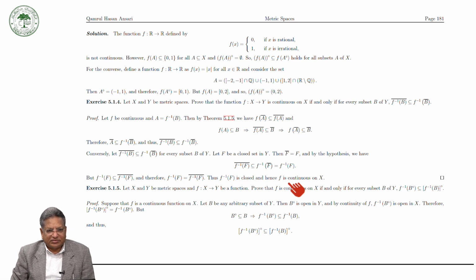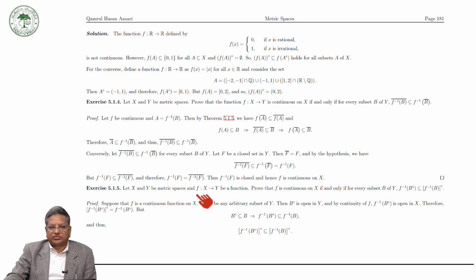Now here is something similar to the closure, but a little bit different. So if f is a function from a metric space X to another metric space Y, then prove that f is continuous on X if and only if for every subset B of Y, f inverse of interior of B is a subset of interior of f inverse B.